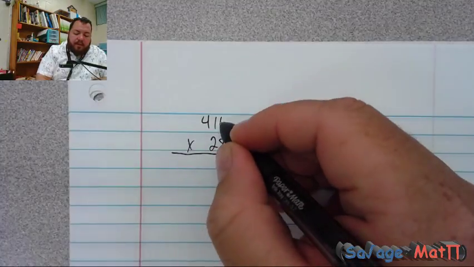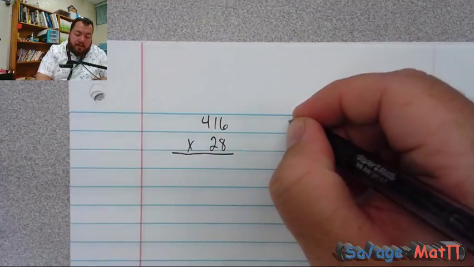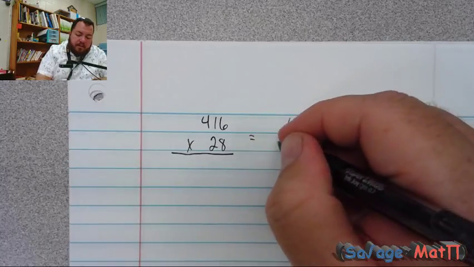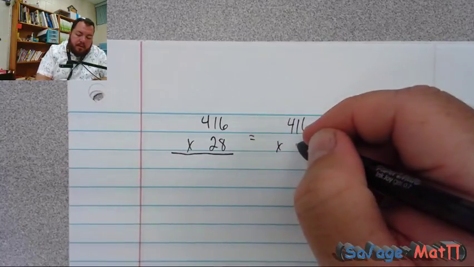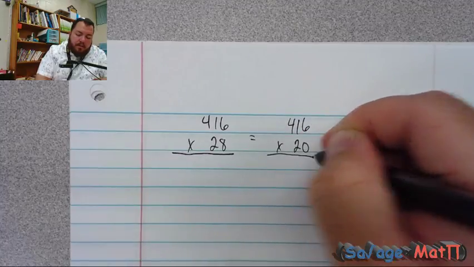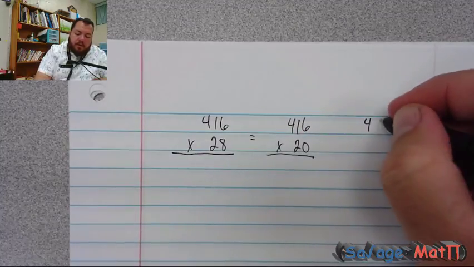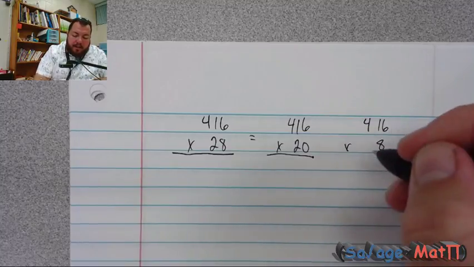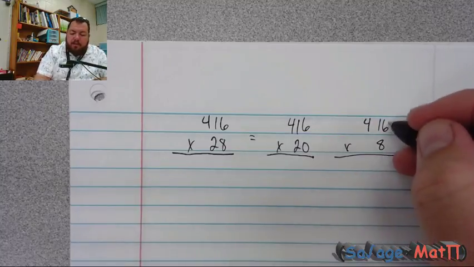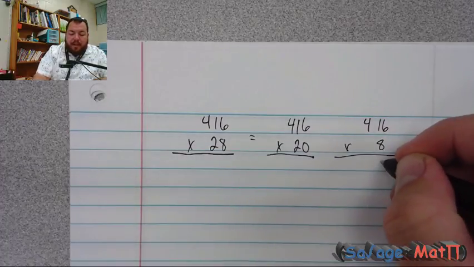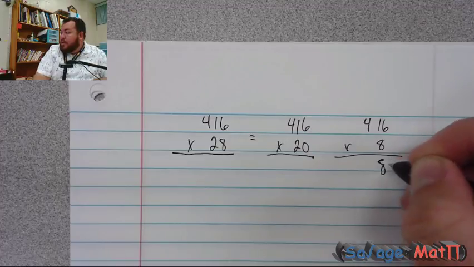Trying to do this off the top of my head, you would have 416 times 20, 416 times 8. Okay? And then you do 8 times 6. 8 times 6 is 48. I always get this wrong. I'm probably getting this wrong right now.